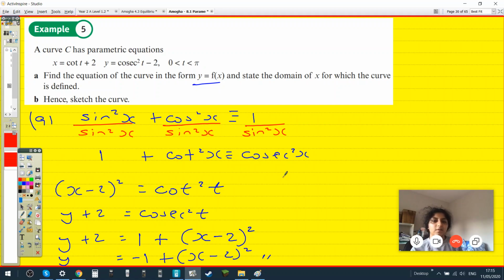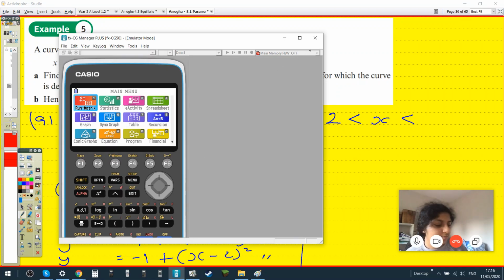Oh, it says state the domain of x, for which the curve is defined. So state the domain. Two, and then I'm not sure what the upper limit would be.